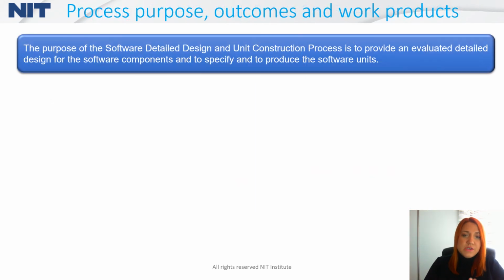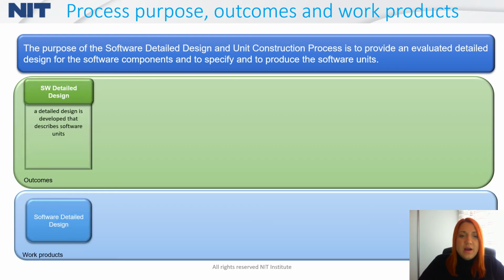The purpose of the software detail design and unit construction process is to provide an evaluated detailed design for the software components and to specify and to produce the software units. It means that this is the process where we are describing our algorithm and how we are doing the coding. The outcomes are that you need to have software detailed design, which is describing how you will produce your software units. It means that you need to have some written form of such a design.